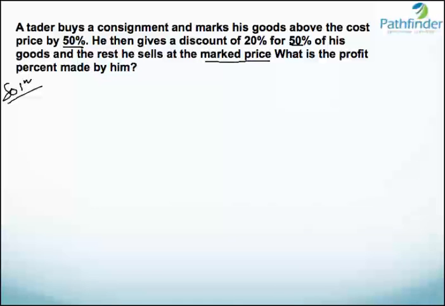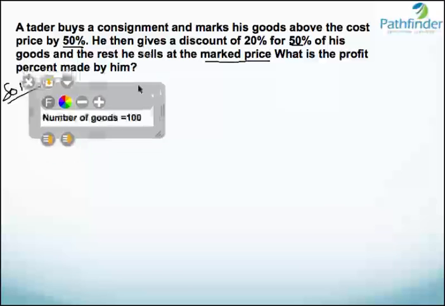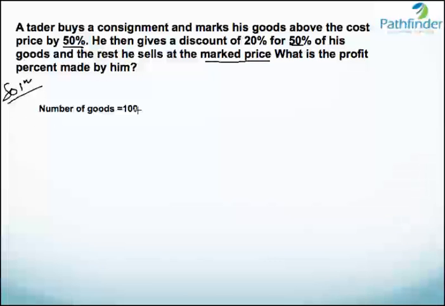So you see here we have a typical consignment question and the number of goods is not given here. Therefore, we will assume that the number of goods is equal to 100. Now, we need to calculate the cost of this particular 100 number of goods in this consignment, and we also need to calculate the revenue earned on the consignment.